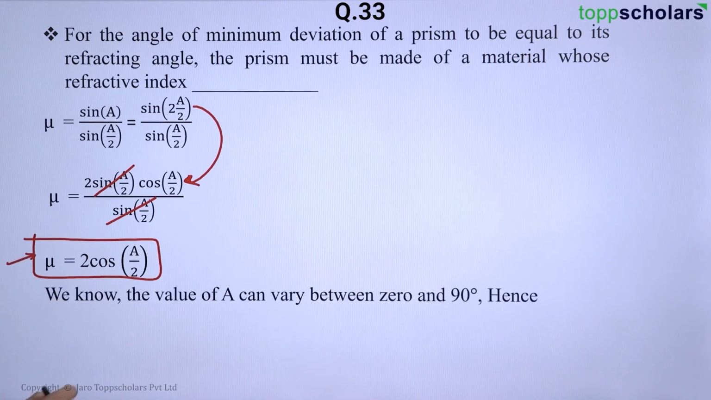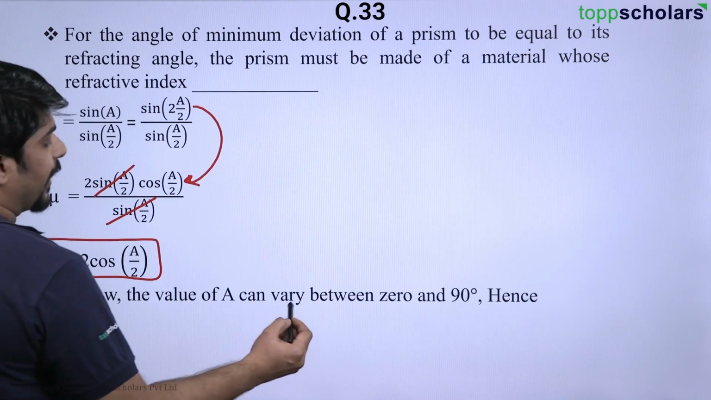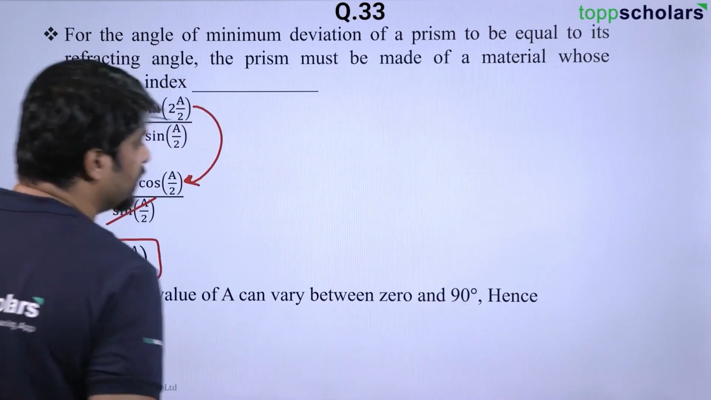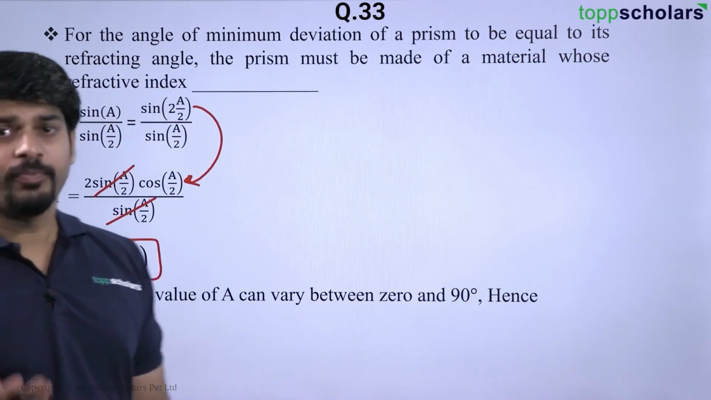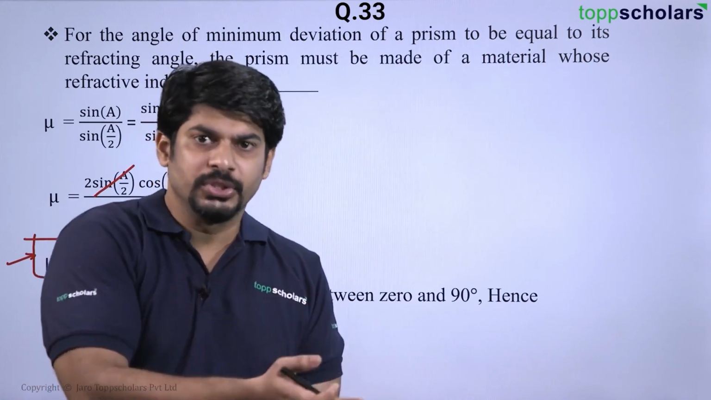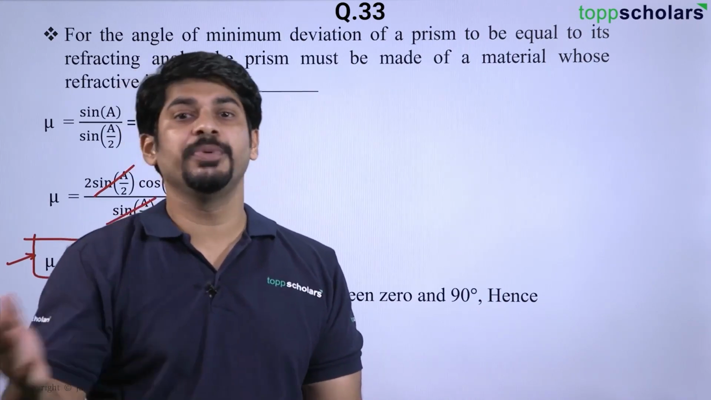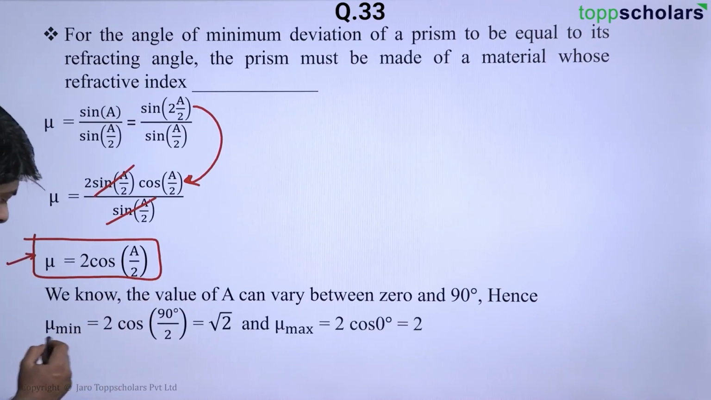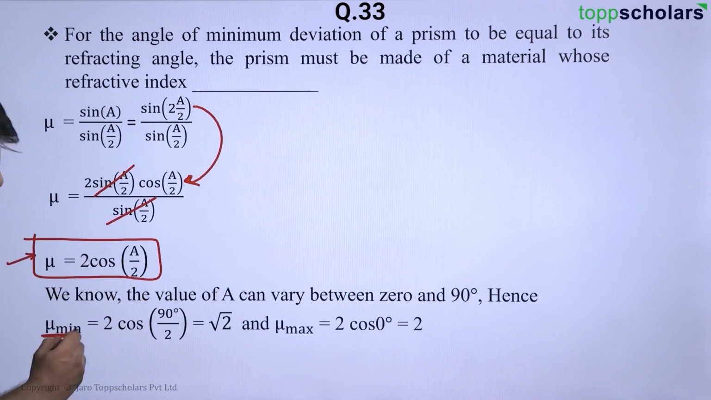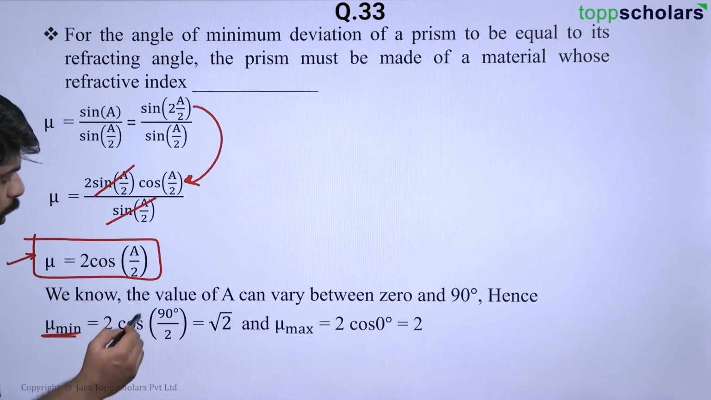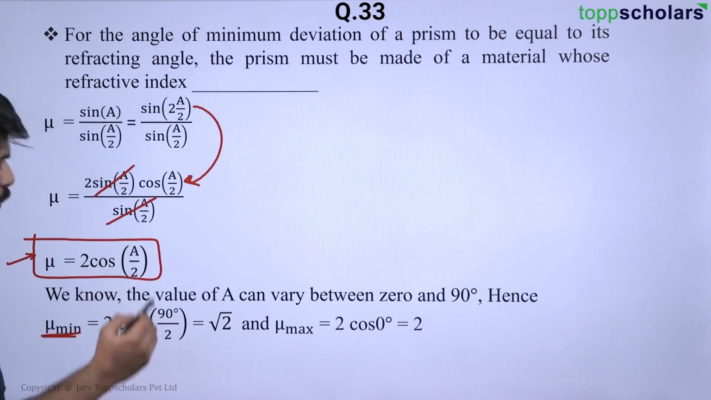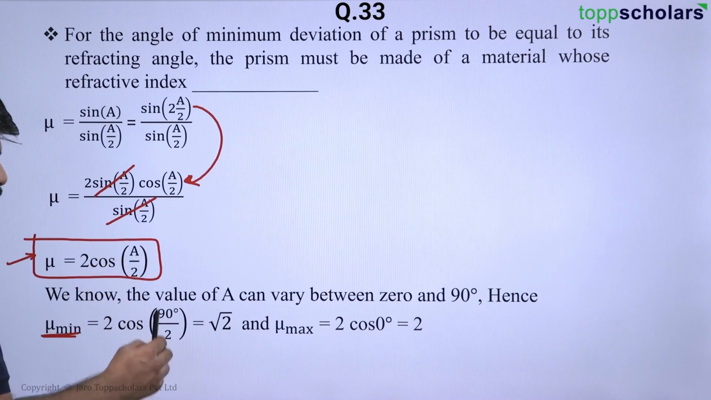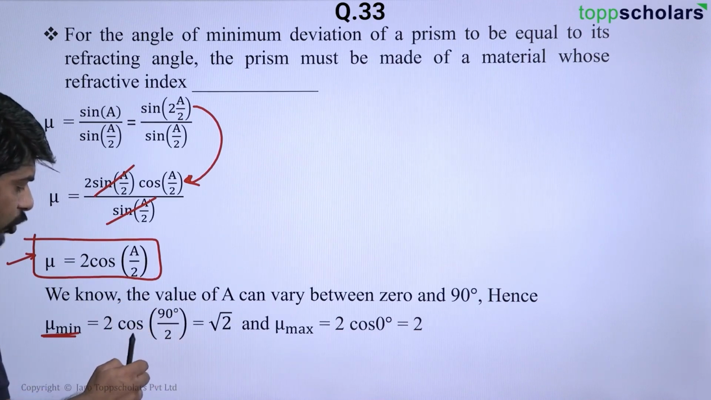So, we know the values of A can vary between 0 and 90 degrees, isn't it? Because the angle of incidence can be 0 to 90 degrees. It cannot be greater than that. So, therefore, let's find out the minimum first. Mu minimum will be equal to 2 cos 90 by 2, because we know for 90 degrees we are going to get the minimum value of cos.